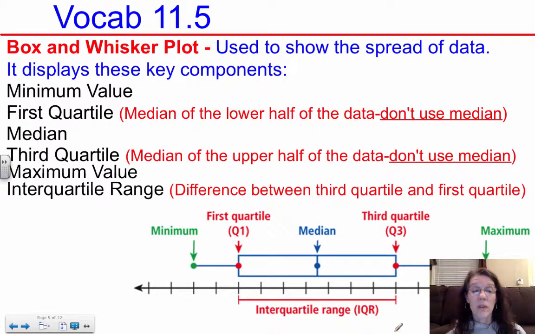Those things are displayed. And then you can also calculate the interquartile range. That is the difference between the third quartile right here, and the first quartile right here. Median is in the middle, third quartile, first quartile, minimum is the smallest, maximum is the largest. Now, they are not always spaced out equally. Interquartile range is the difference between your third quartile and your first quartile. Make sure you get these down, and we'll look at some examples.